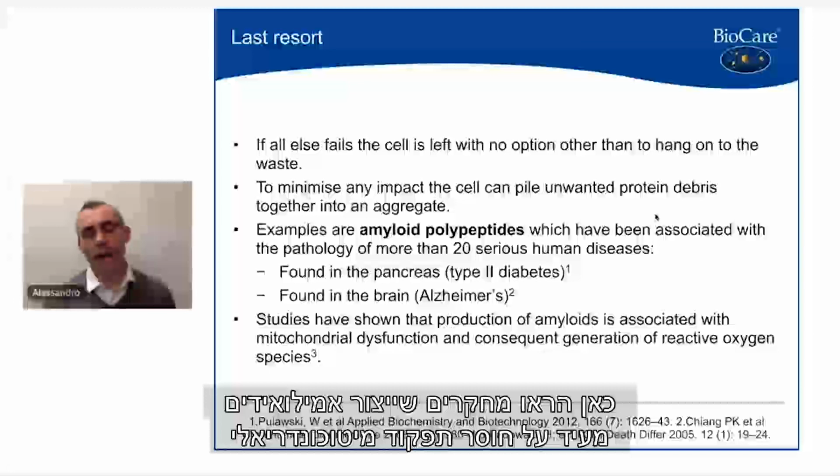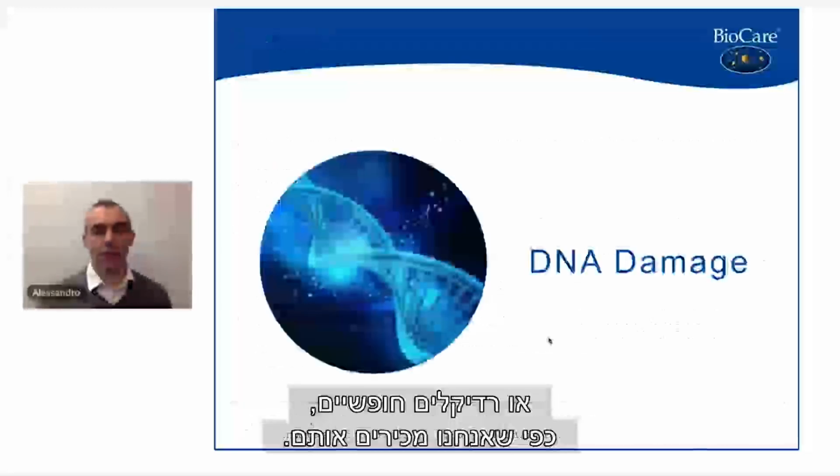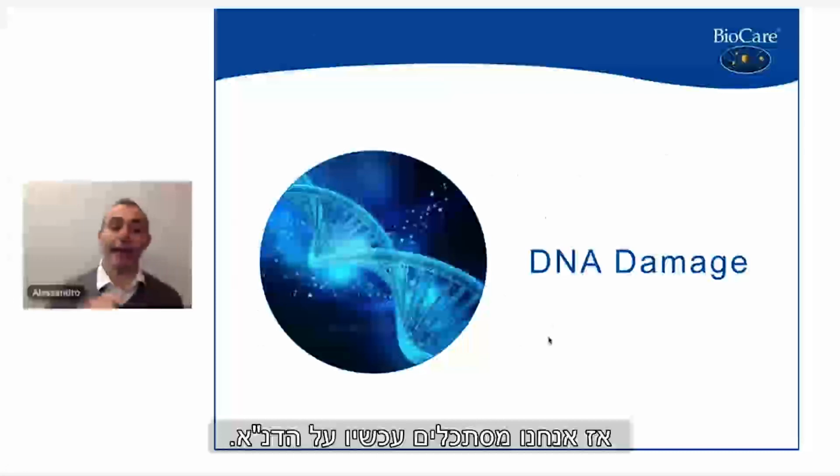So this is where studies have shown that the production of amyloid is associated with mitochondrial dysfunction and consequent generation of ROS, or free radicals, as we know them. So we look now at DNA.